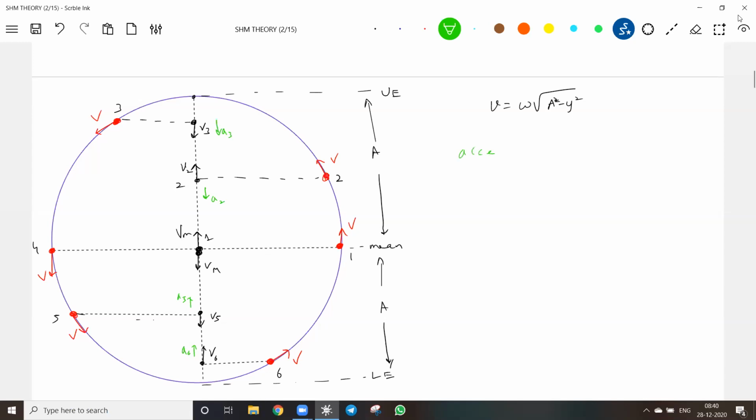Acceleration directed towards the mean position will always hold at any instant of time you can pick up. Okay, there's one meaning of a equal to minus omega square y. Okay, I think now we are in a far better position.